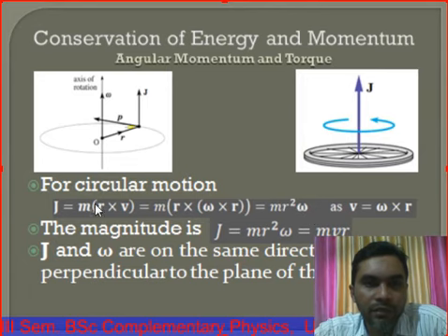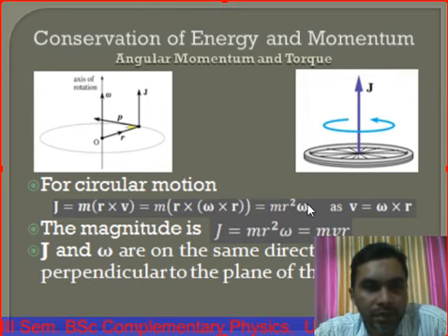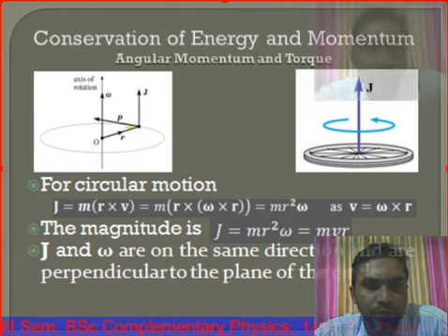So from this equation, we see that the angular momentum j, which is a vector quantity, is equal to mr square, which is a scalar, into omega, a vector quantity. So omega and j are in the same direction. That is possible only in the case of circular motion. In all angular momentum cases, the angular momentum j may not be in the same direction as the angular velocity omega. So this is a clear difference between the angular momentum and the linear momentum.